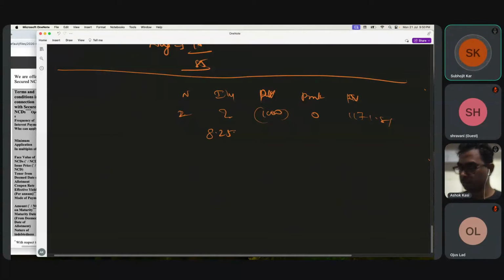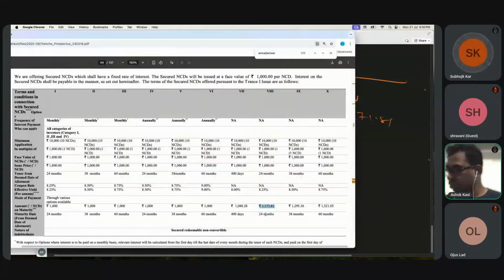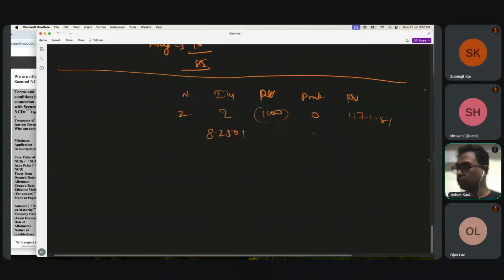$8.25. Can you see here? 8.25. Yeah. Okay. So this is what you are going to get, but you will not get it periodically. Your 1,000 rupees is becoming 1171 in 2 years. That means you are earning 8%.